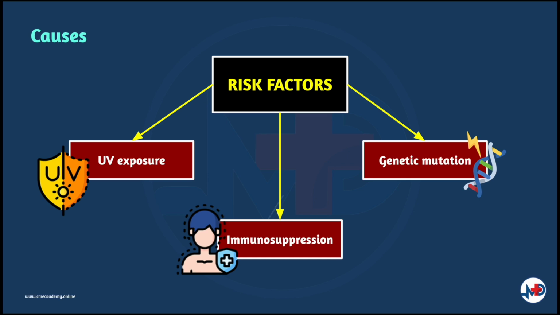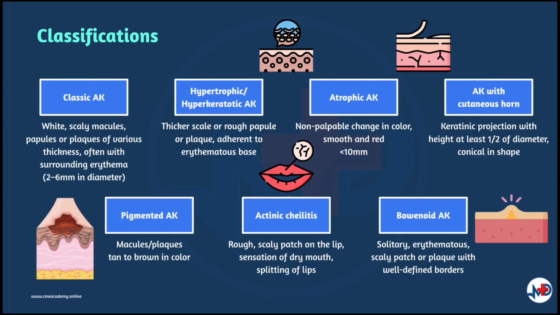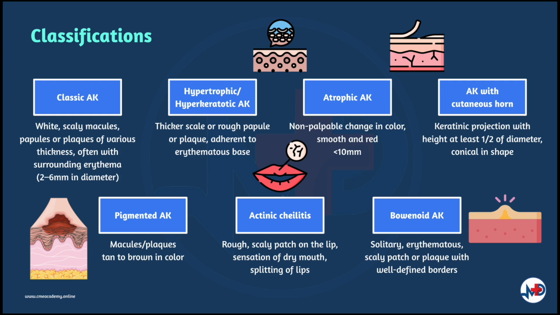Actinic keratosis is a result of UV radiation to the skin, which is accumulated over a lifetime. It may be a result of genetic mutation, such as p53, or idiopathic. It is more commonly seen in immunocompromised individuals too. Actinic keratosis is classified according to its characteristics.